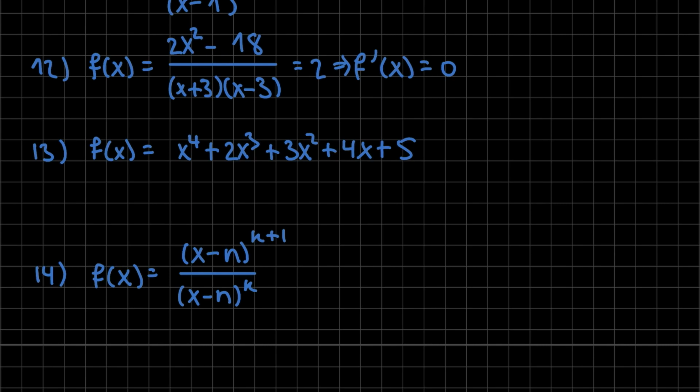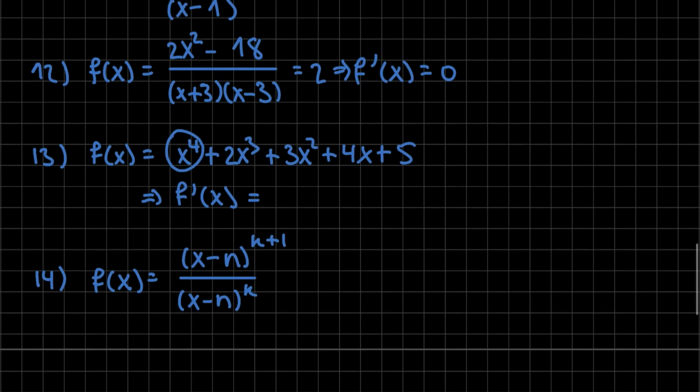Okay, for the next one we have this long polynomial to differentiate, and differentiating polynomials is actually pretty easy, especially if they're in a form like this, because you just have a bunch of sums. So for the derivative, we can differentiate each term separately. So we can differentiate x to the power of 4, and then add the derivative of 2x to the power of 3, and then add the derivative of 3x squared, and so on.